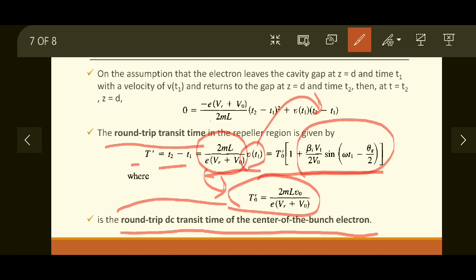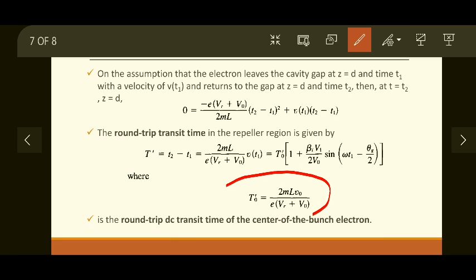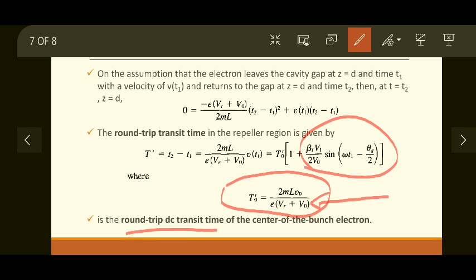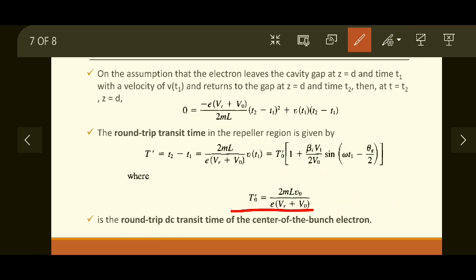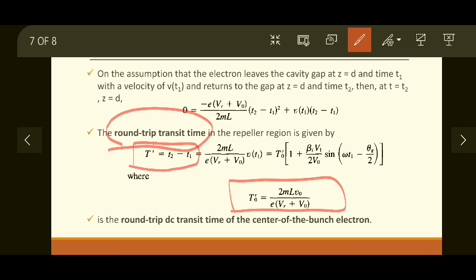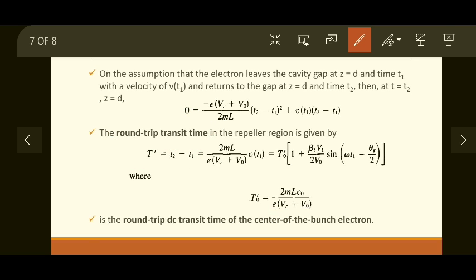Okay, because this T0 dash involves only DC voltage, so it is called round trip DC transit time, whereas this involves AC voltage also, so it is kept as it is, and this is a result of v of T1, that is velocity at time of T1. Okay, so this is important, and this is total transit time, round trip transit time. This is round trip transit time consisting of time elapsed because of DC plus AC voltage, whereas T0 dash is the round trip DC transit time of the center of the bunch electron.